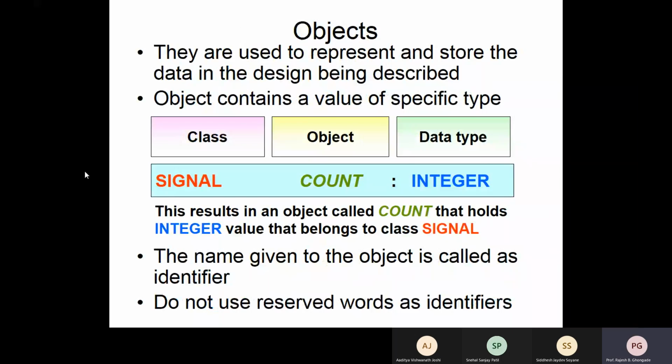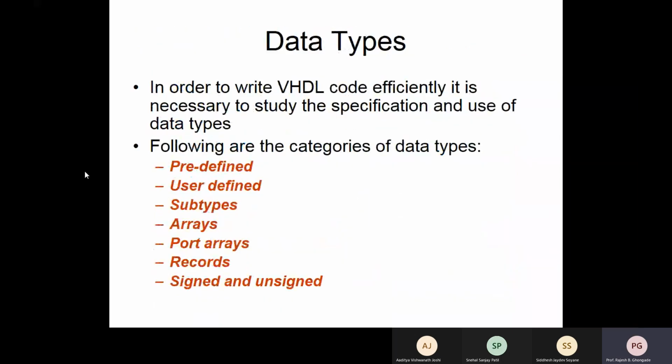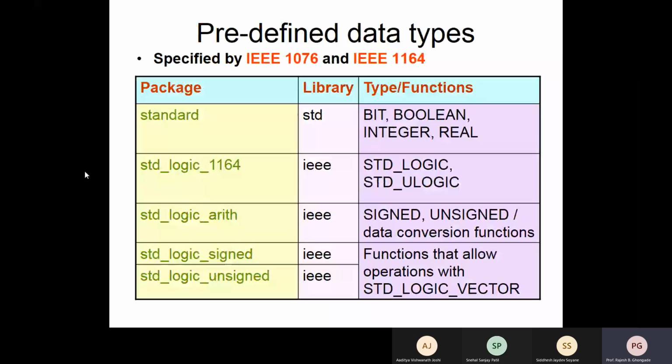Then what are the data types? In order to write VHDL code efficiently, we have to study the specification and use of the data types. So the data types available in VHDL are predefined, user-defined, subtypes, arrays, port arrays, records, signed and unsigned. So these are the various different data types. Here again, this table gives you the libraries and the type functions.